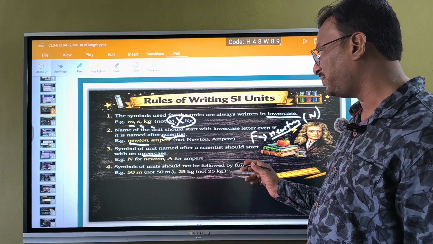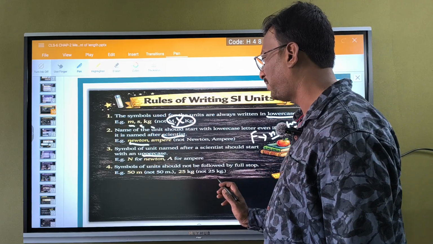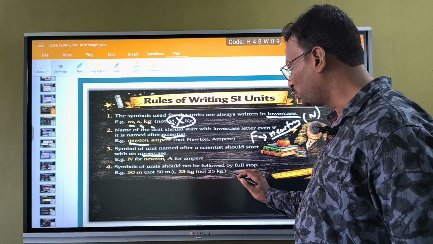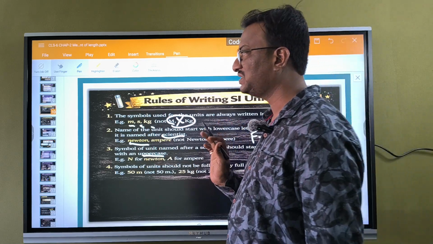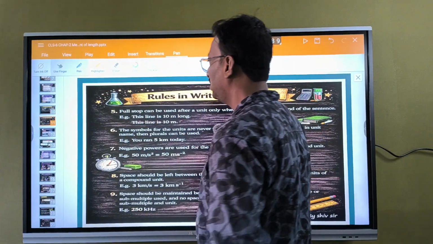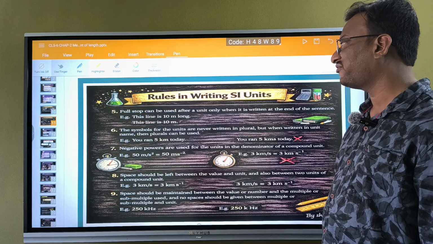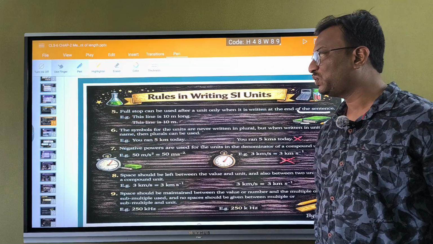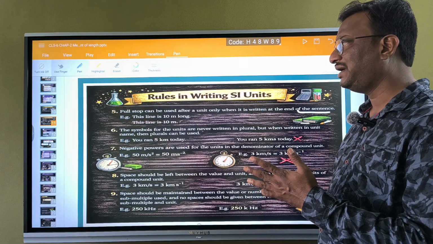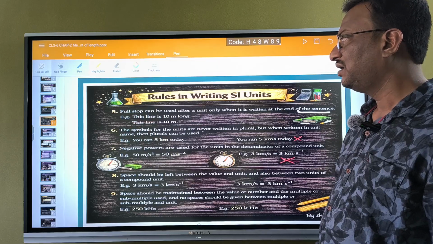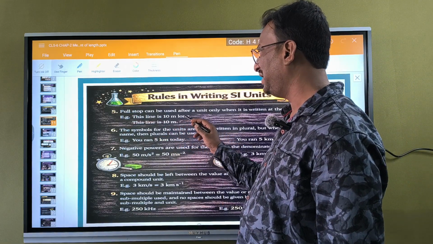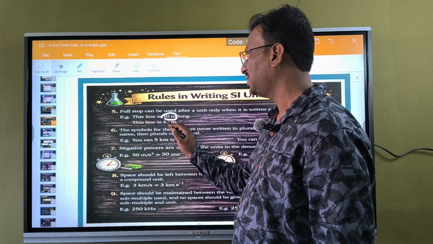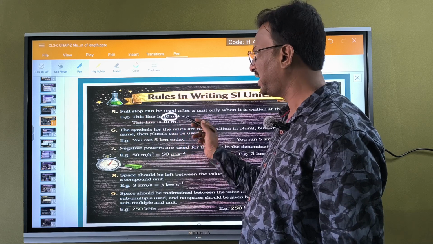Symbols of the unit should not be followed by a full stop. After the symbols, 50 m, 100 m, 25 kg, you should not keep a full stop. Full stop is not allowed. These are the rules. And the next one is, full stop can be used after a unit only when it is written at the end of the sentence. Suppose if you write at the end of the sentence, we can write full stop. This line is 10 meters long. Okay, it is in the middle. So in the middle we should not use full stop. This line is 10 meters. Okay, there you can use full stop.